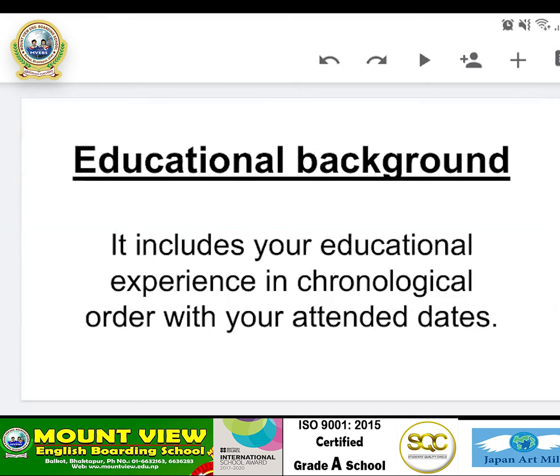Now what does it mean? It means that whenever you write an educational background, you have to start in chronological order, meaning stepwise. You can write from SLC also, SEE also, or you can start from the master degree also. Whichever is the highest one you have got, you can start from there also.